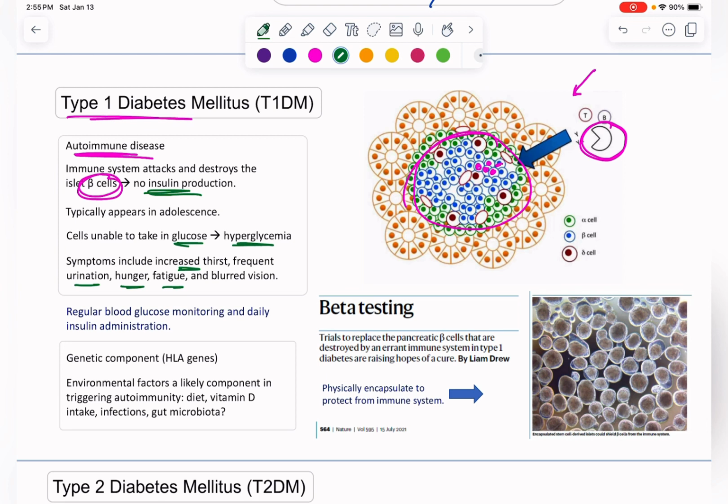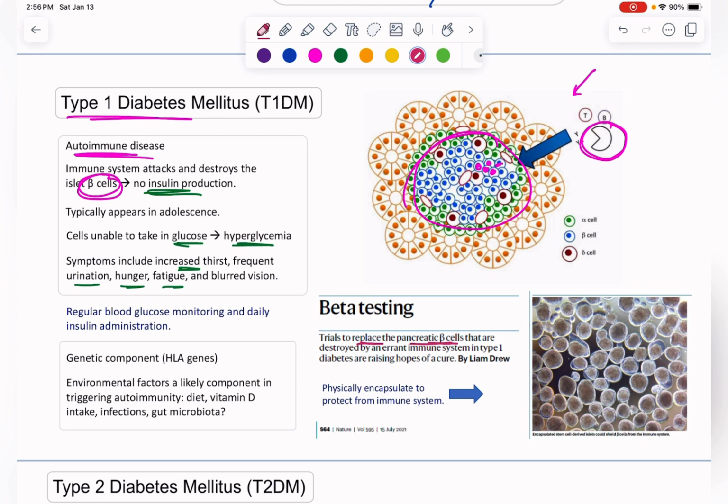Now, something that's promising about type 1 diabetes, some research related to that, is what they're trying to do: they're trying to replace these pancreatic beta cells that are destroyed by the immune system and inject those into the pancreas so they can basically replace the destroyed beta cells.